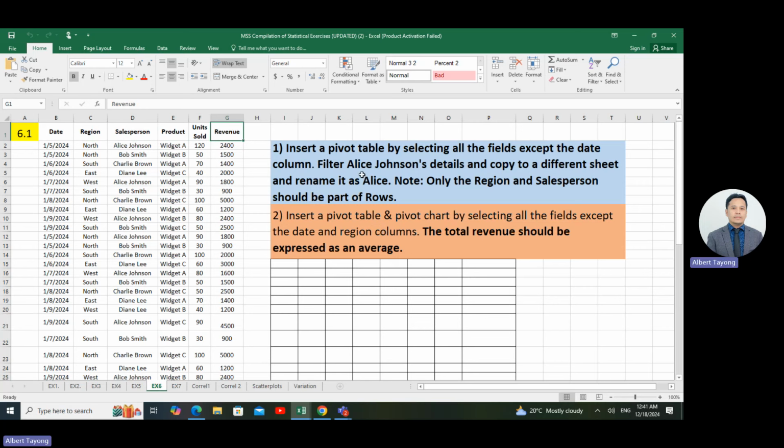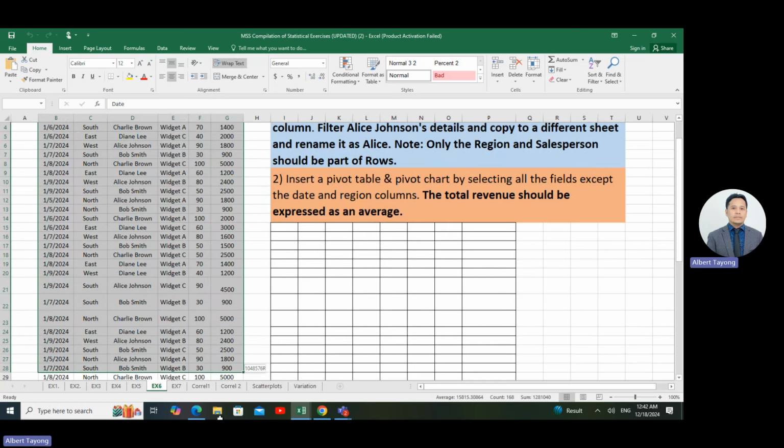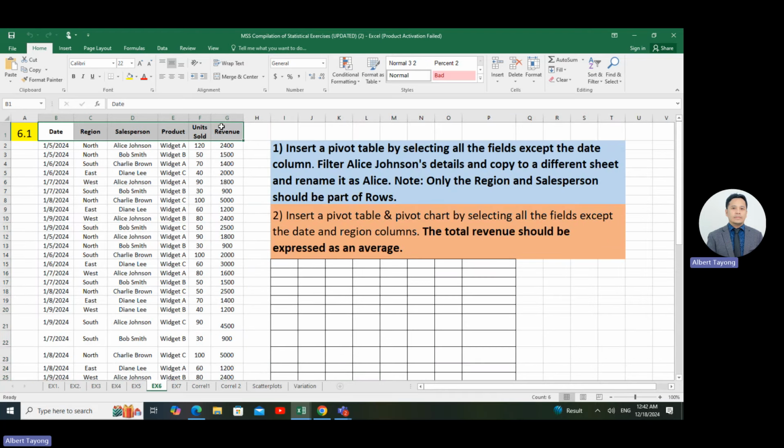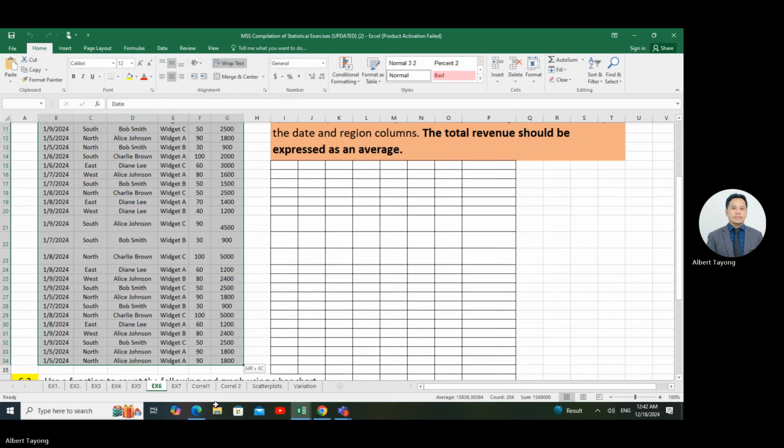And we're going to filter Alice Johnson's details and copy it to a different sheet and rename it as Alice. And only the region and the salesperson should be part of the rows. So basically, we just have to select our table, simple as this. Or you can also select just the first row and Control-Shift arrow down. Or as I said, you can just select the whole table.